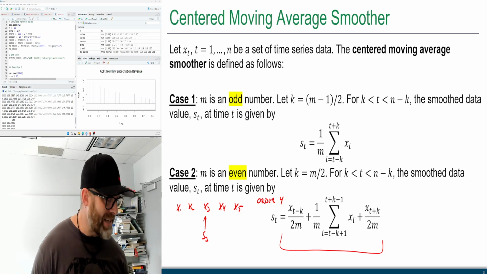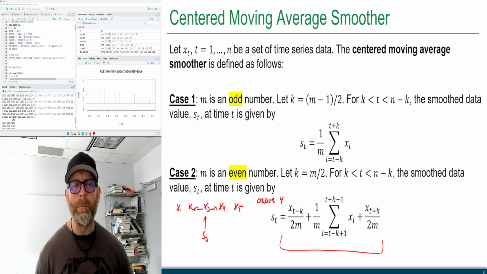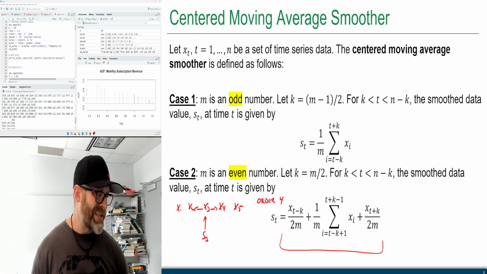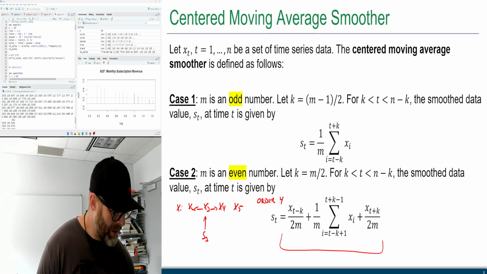But what I can do is I can take 1 point to my left, 1 point to my right. Okay, so now I have 3, 3 out of the 4. But what do I do now? Do I take x1 or do I take x5? We're going to cheat a bit. I'm going to take half of each. So I'm going to take half of x1, half of x2.